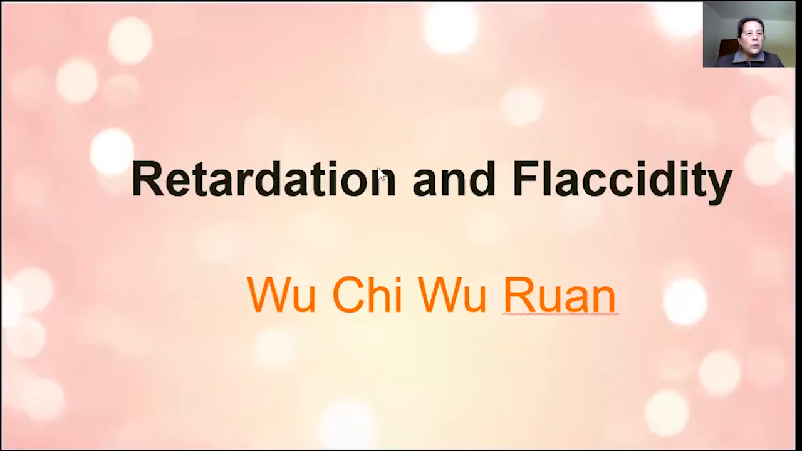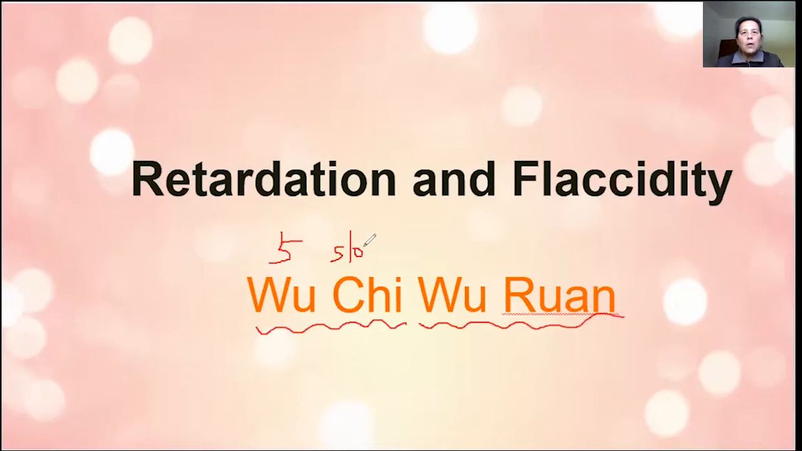So we go to the next unit. Generally we say that's poor, slow development. In Chinese, we call it 五迟五软. 五 is 5. 迟 is slow.